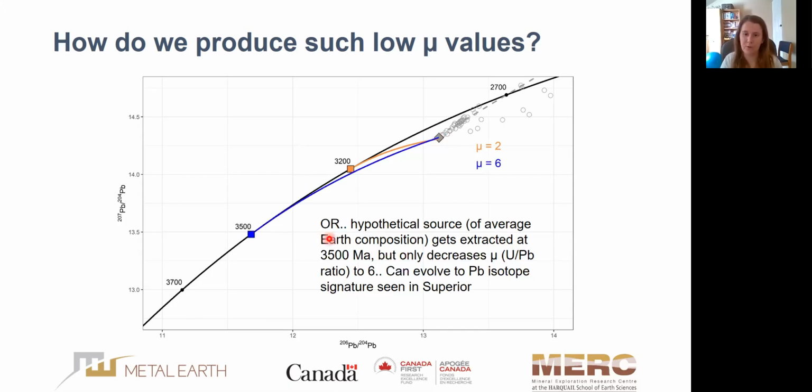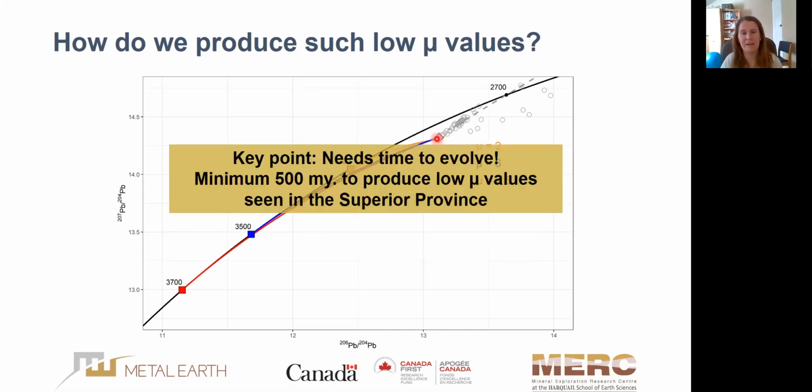So that's one way we could generate the data we see at Superior. Another way would be a hypothetical source that gets extracted a bit earlier, at 3.5 Ga. But you don't need as much of a decrease in uranium lead to form this. Hypothetically in this case, it would be a mu of 6, and this can also form it. Likewise, you can have something a bit older with a less extreme lower mu value that also forms this composition. But the key point here really is that it needs time to evolve. A mu of 2 would be considered quite low, the extreme end of what would be considered normal. So we're saying it takes at least 500 million years of a source that's been sequestered and isolated from everything else, not interacting with anything, to produce the low mu values that we see in Superior.